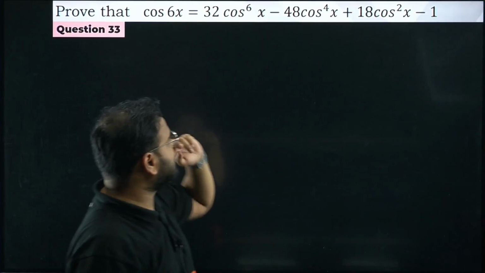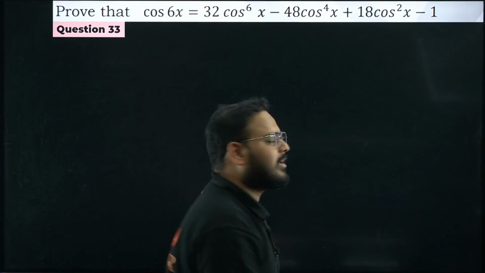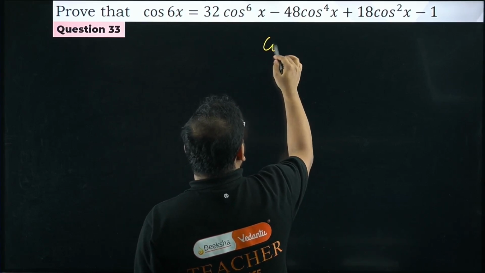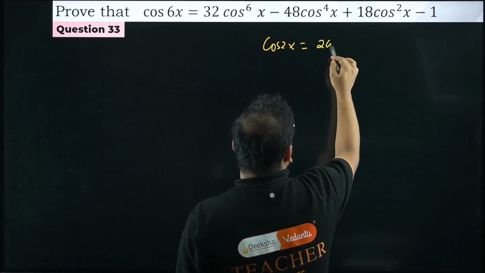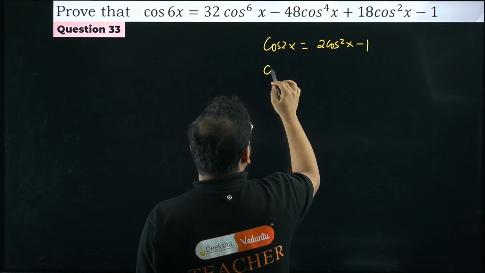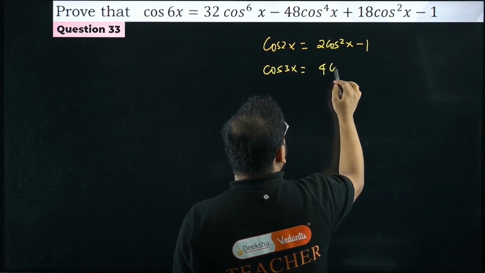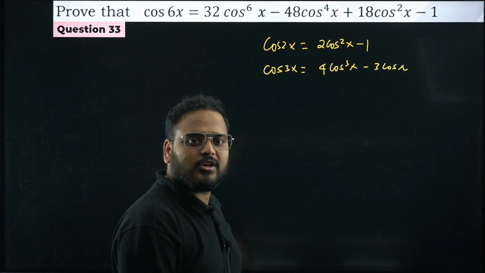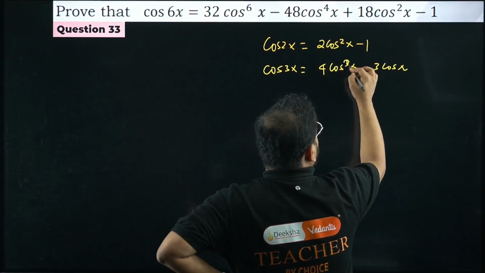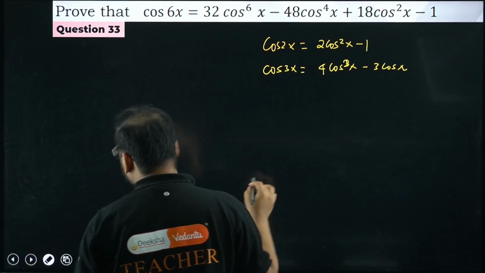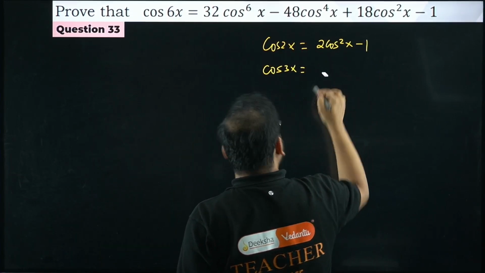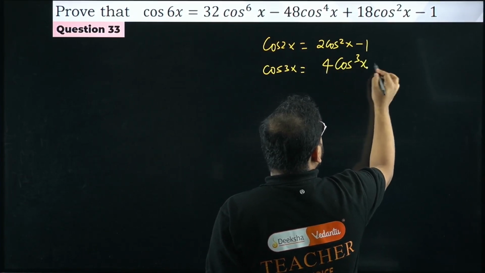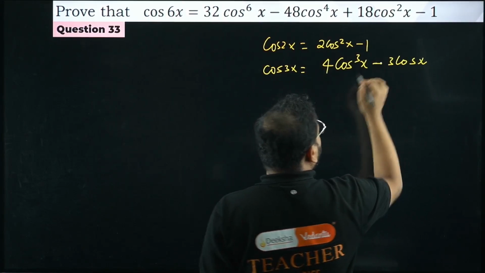Okay. Let's move on to question number 33. Prove that cos 6x is this value. Difficult? Not actually. Very simple. You have learned this in trigonometric functions. Please check. We know one formula for sure. Cos 2x is 2 cos square x minus 1, and cos 3x is 4 cos cube x minus 3 cos x. Agreed, right? 4 cos cube x minus 3 cos x. This is the formula for cos 3x.